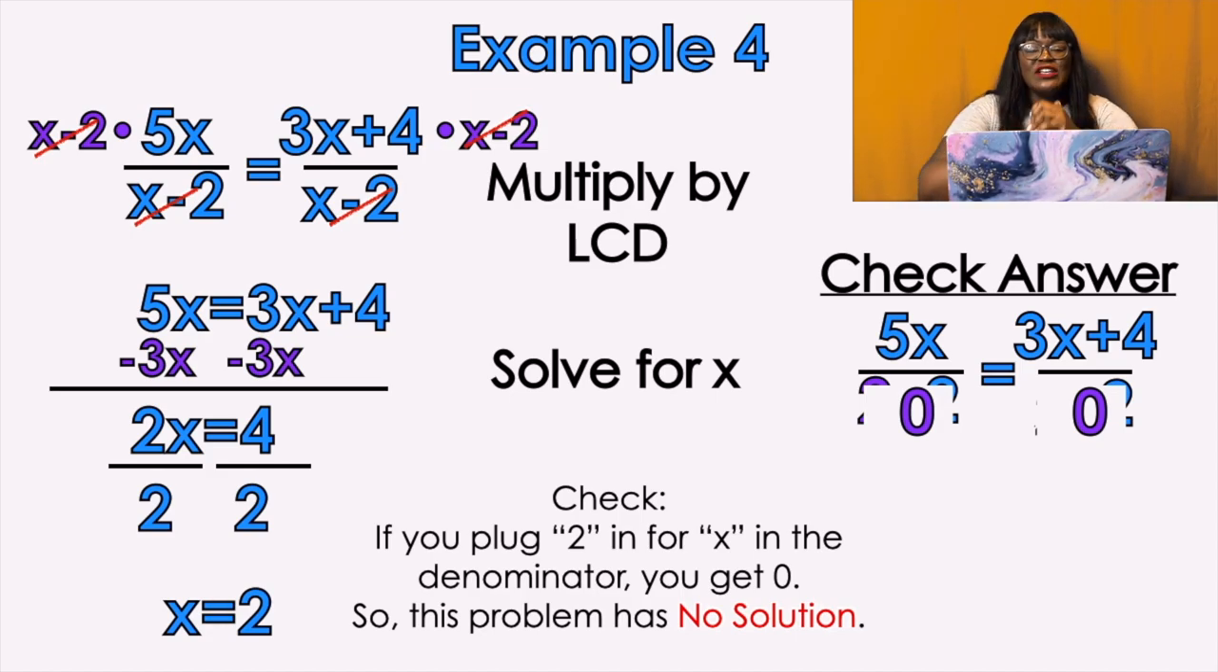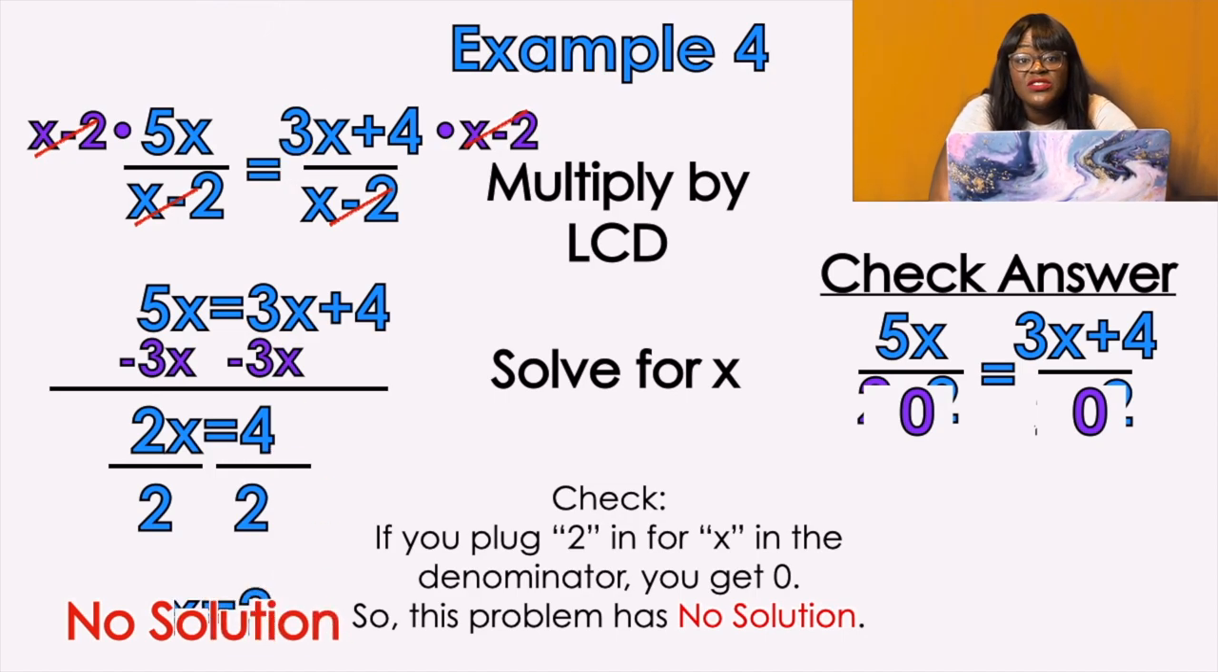Anyway, so you're like, yo, Miss B, the answer says x equals 2, but you're telling us when we plug it in, that is an extraneous solution. So what does that mean? Like, what do I put down as my answer? Well, I'm so glad you asked. This problem has no solution. Because you checked it. It didn't work. The one number that should have worked didn't. So you have no solution to the problem.